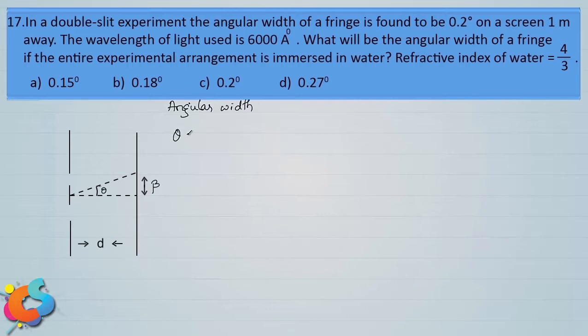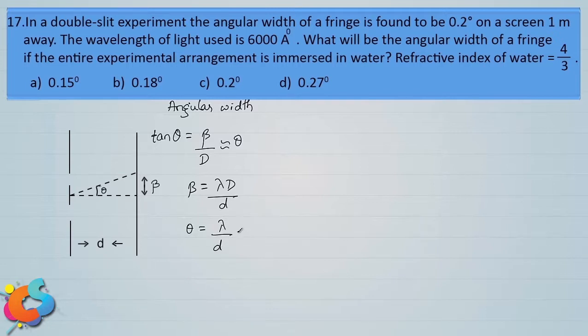That is, theta is equal to beta divided by D. Of course it is tan theta, and for small angles tan theta can be taken as simply equal to theta. And if it is beta by D, using the expression beta is equal to lambda D by d, you can write this beta by capital D as equal to lambda by small d. Therefore, the angular width of a fringe, theta, is equal to lambda divided by small d.